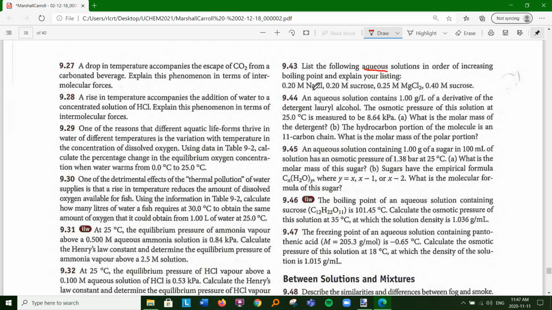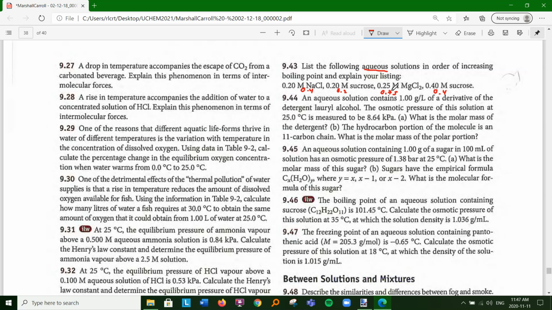So NaCl, i is 2, so that'll be 0.4 altogether. Sucrose, i is 1, so that'll be 0.2. Magnesium chloride, theoretically, about 3 times 0.25 is 0.75. And then we got sucrose, which is organic, 0.4. So the lowest amount would be 0.2 molar sucrose. So that's going to increase the boiling point the least of them. So it'll be 0.2 molar sucrose. Then a tie between sodium chloride and the 0.4 molar sucrose, and then the magnesium chloride.